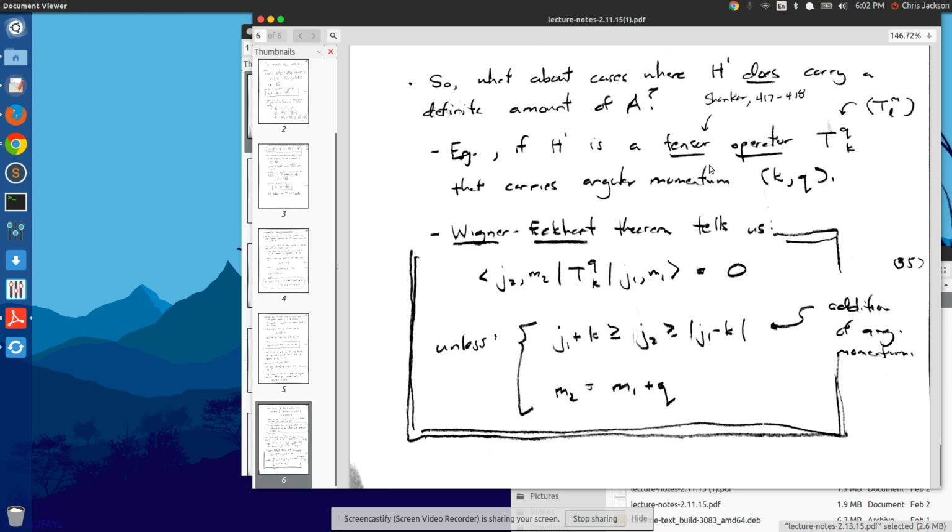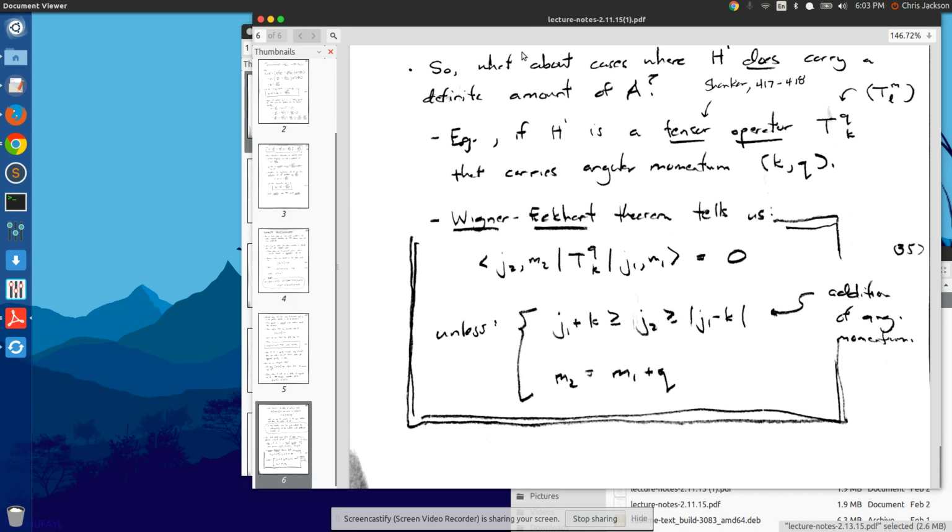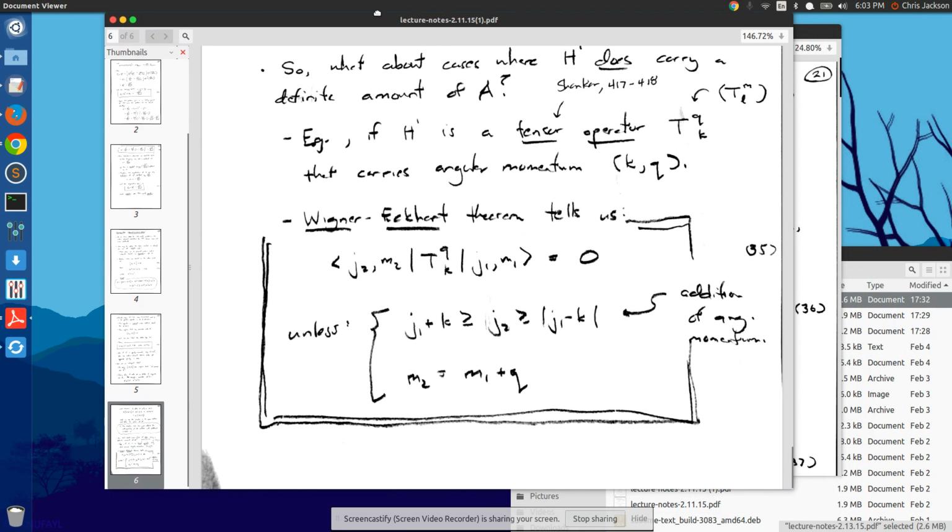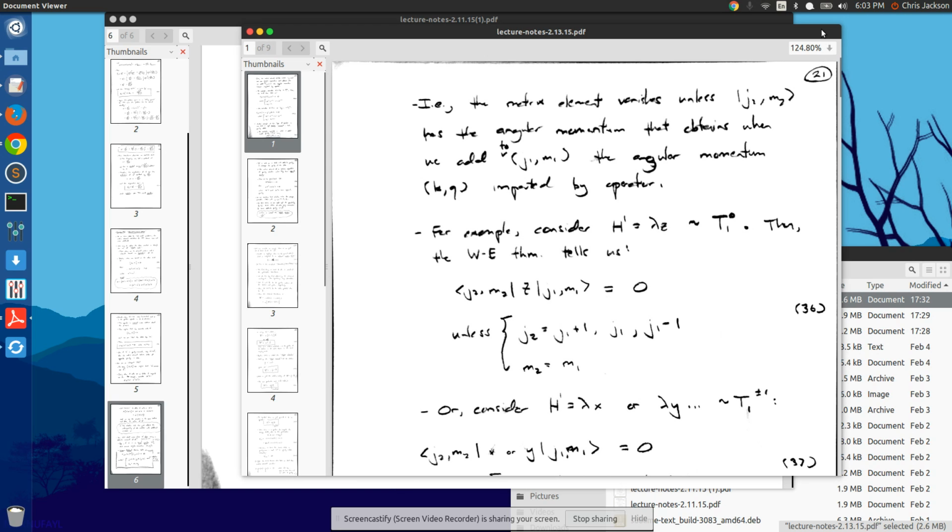I don't know if we did any at all, really. But if you need a refresher on writing these operators in terms of tensor operators, have a look at Sakurai. I know he covers it, and I believe Shankar does this too. I believe Shankar probably does a better job of discussing it than Sakurai.